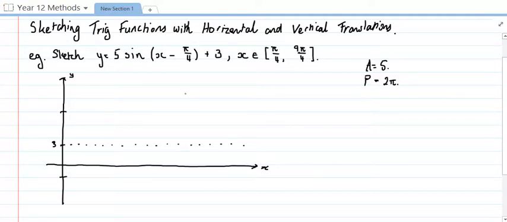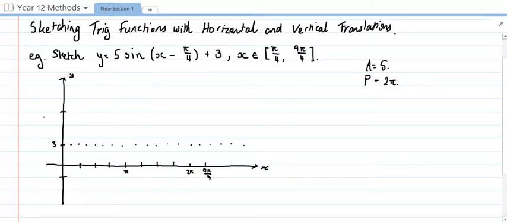It's also moved pi on 4 units to the right, and we can see that we're going up in intervals of pi on 4, so I'm just going to make it so that there is pi on 4, and then pi on 2, and then 3 pi on 4, and then pi, 5 pi on 4, 3 pi on 2, 7 pi on 4, and then 2 pi. And then we've actually got the last point, which is 9 pi on 4.